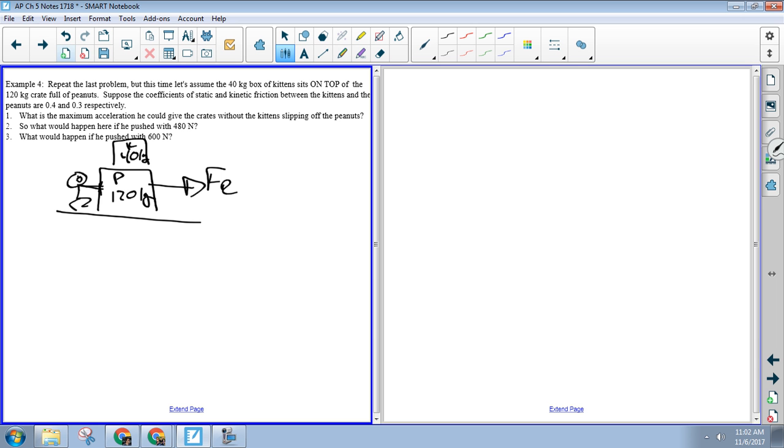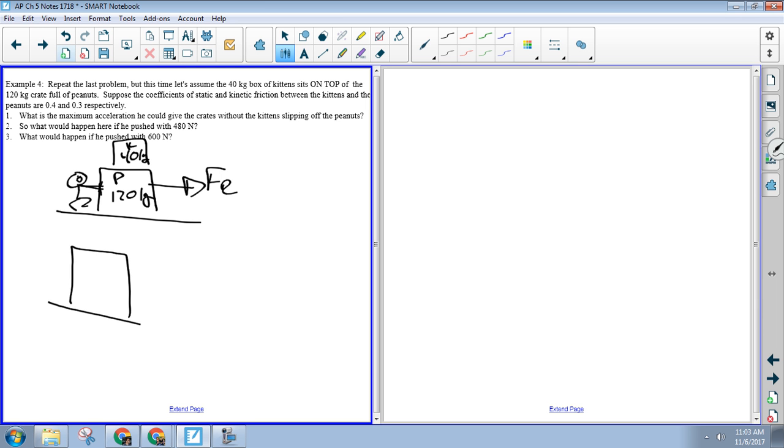Question number 1 says, what's the maximum acceleration he could give the crates without the kittens slipping? To answer this, let's do the same thing we did last time. Let's make 3 free body diagrams. I usually find that it is easiest to do the one for the system first. I know that's not what I did last time, but I think that's easiest. So here we go.